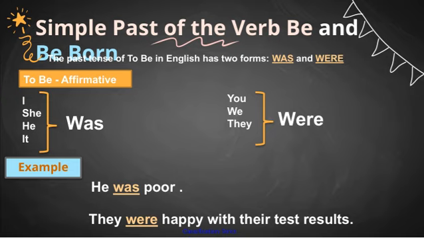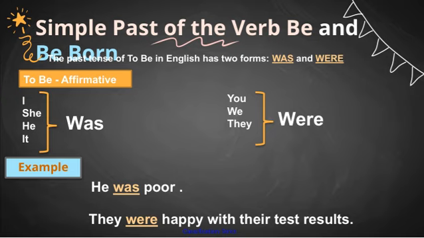We also have I, you, we, they, he, she, and it. These are the subject pronouns we use with the past tense of to be. The key point is, was is for singular subjects and were is for plural subjects or you. Understanding these forms helps us talk about the past in a clear, correct way.